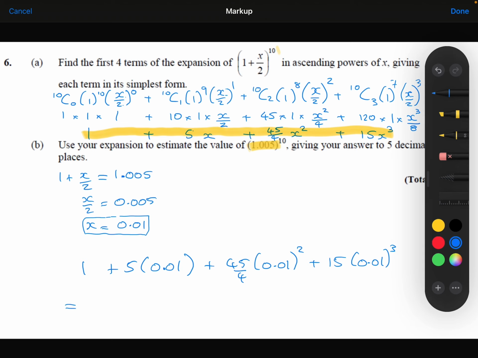And if I type that into my calculator, and I'm going to round that to 5 decimal places, I'll get 1.05114. That's my estimation for 1.005 to the power 10.